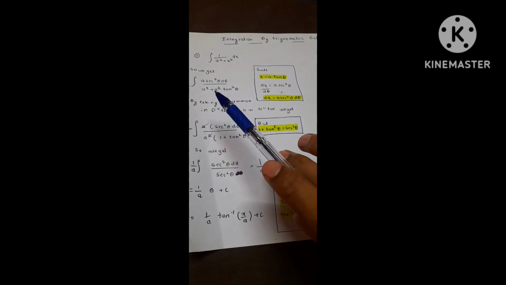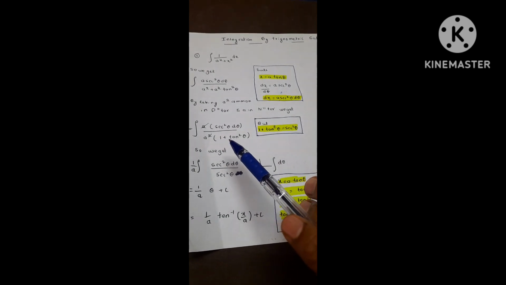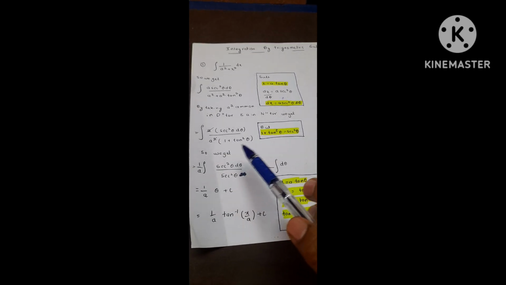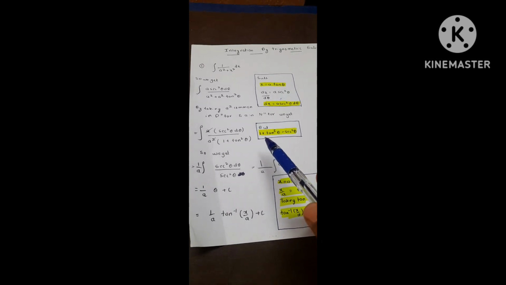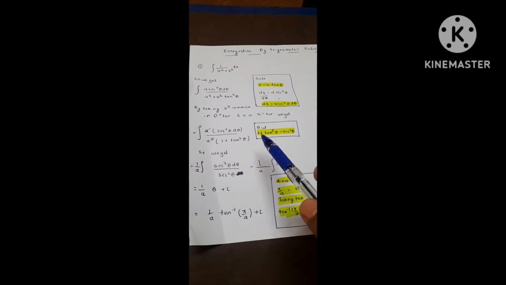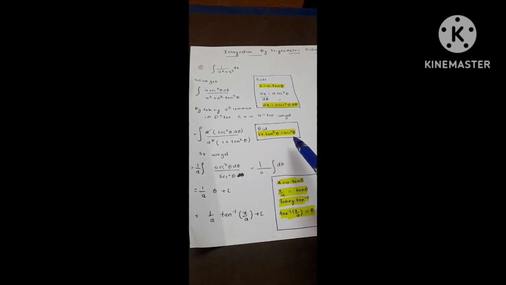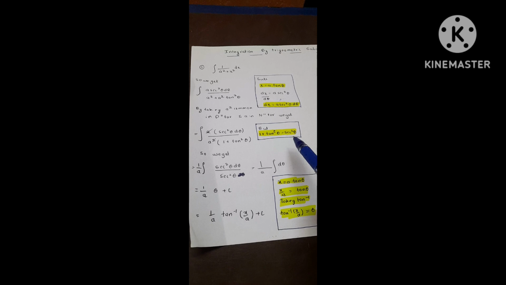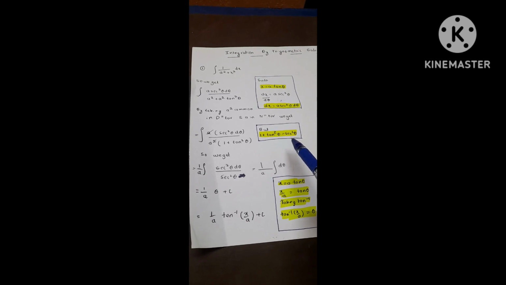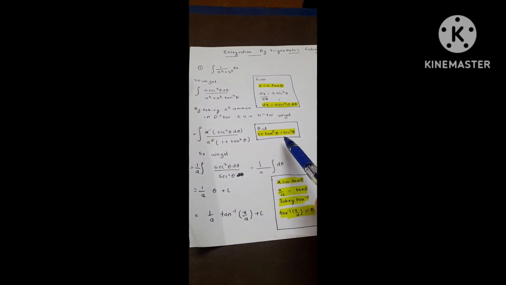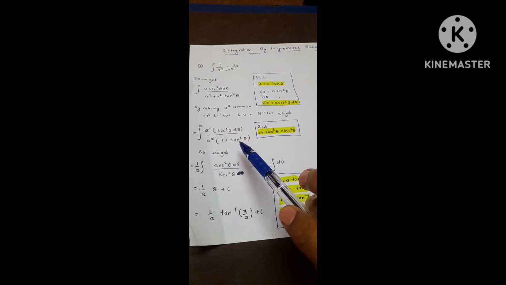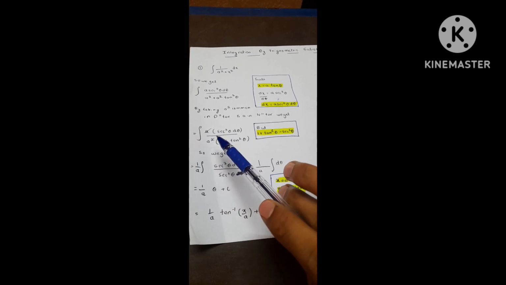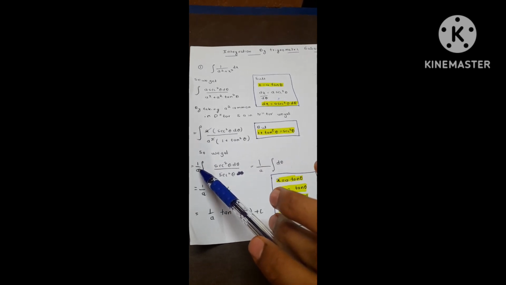If you take a square outside, the remaining is 1 plus tan square theta. I think we studied this formula in the SLC, I have given it here, just note it: 1 plus tan square theta is equal to secant square theta. These are basic trigonometric formulas, we call them identity formulas. If you substitute secant square theta in place of 1 plus tan square theta, you will get 1 by a, since a cancels with the square term of the denominator. Only 1 by a remains.